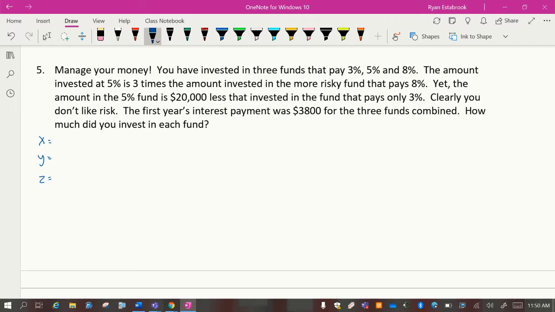Define your variables, a, b, and c, or x, y, and z. It's up to you. They stand for the amount at 3%, the amount at 5%, and the amount invested at 8%. We're going to define the variables. That's going to help us keep track of these different parts that we have.